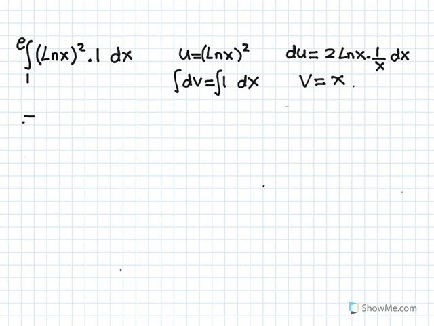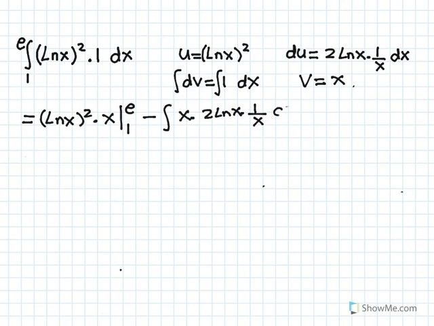Applying the formula, we have integral u dv, that's going to be (log x) squared times x from 1 to e, minus integral v du, that's going to be x, times du, that's 2 log x, times 1 over x dx. Let's label everything. So this part u is (log x) squared, x is v, minus integral v, this part is x, and all of this is du.